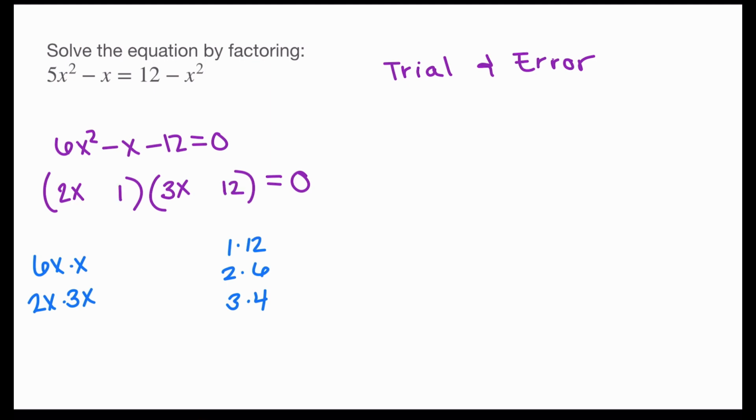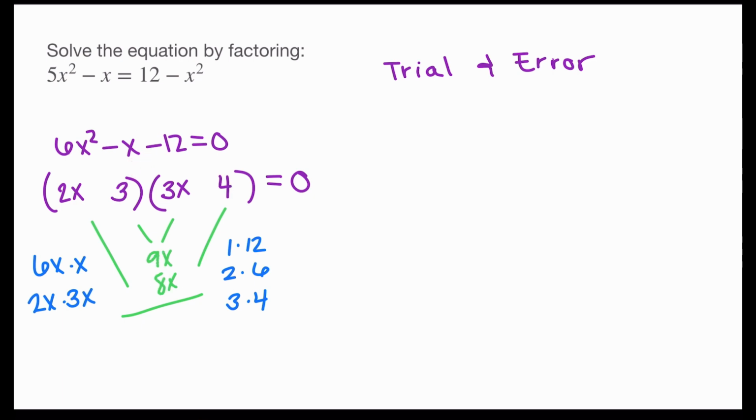If I try the 1 and 12, then I can check, my inner terms multiply to 3x, my outer terms multiply to 24x. Somehow I need these to add up to a negative 1x. There's no way that can happen, so I'm going to try something else. Okay, how about the 3 and the 4? Now my inner terms are 12x, my outer terms 6x. There's no way I can get a negative 1x from that.